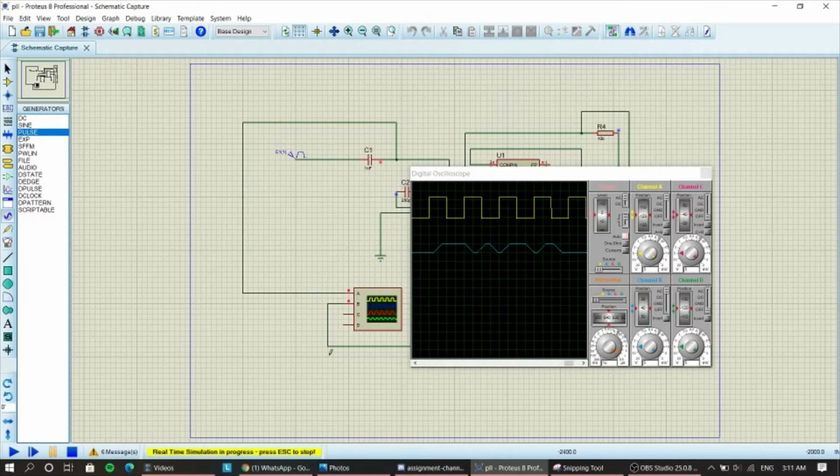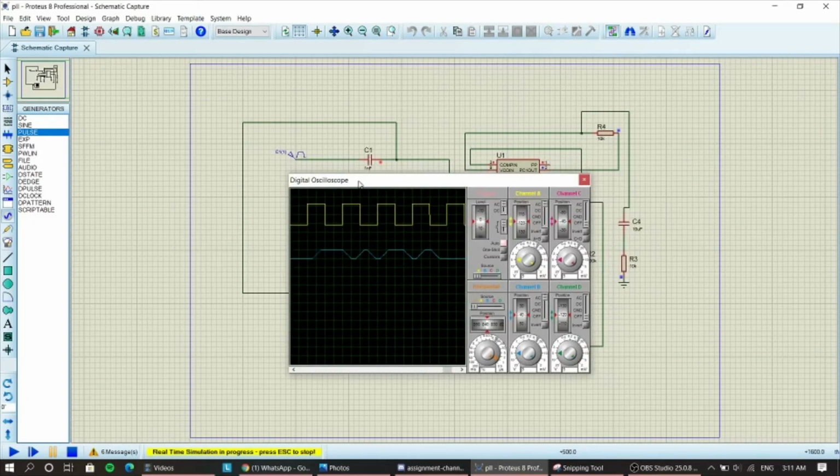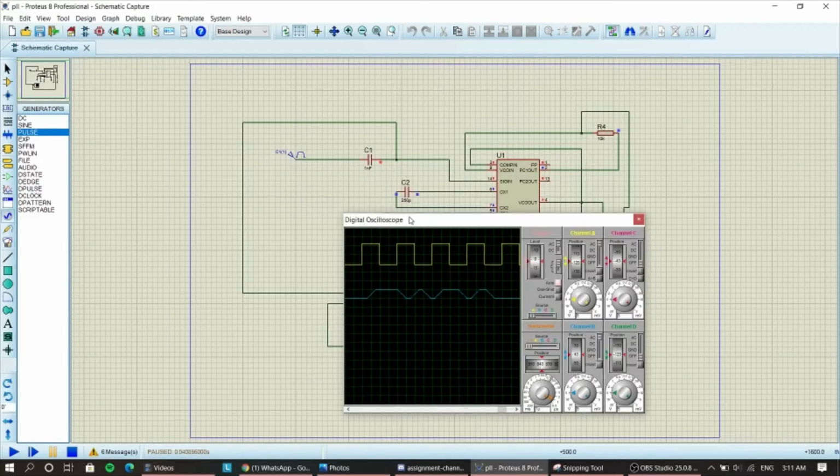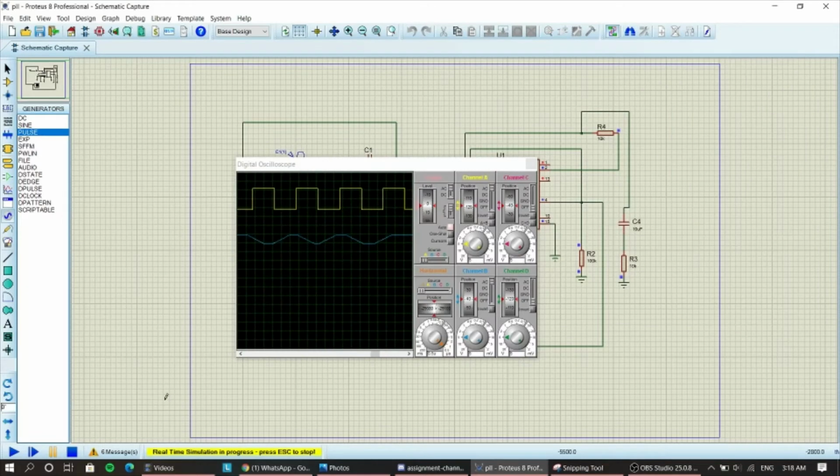Next is for capture range, and the minimum range is about 200 kilohertz, and the next is for maximum. Maximum is about 400 kilohertz.